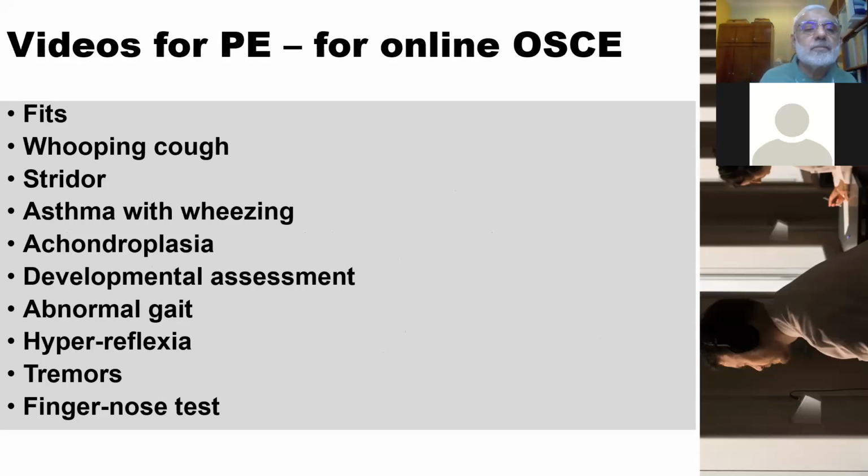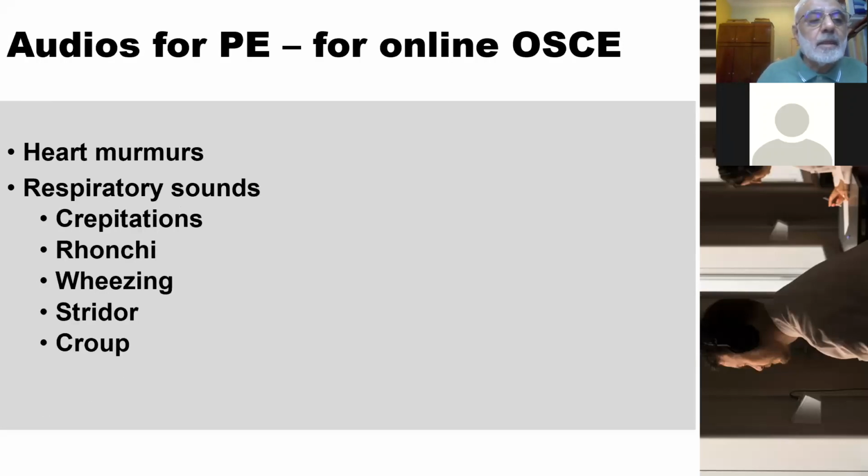which can be used for the videos, examples of videos which can be used online, like fits, whooping cough, stridor, asthma with wheezing, achondroplasia, developmental assessment, abnormal gait, hyperreflexia, tremors, or finger to nose test. Then certain audios can be used like heart murmur or respiratory sounds like crepitations, rhonchi, wheezing, stridor, or croup.